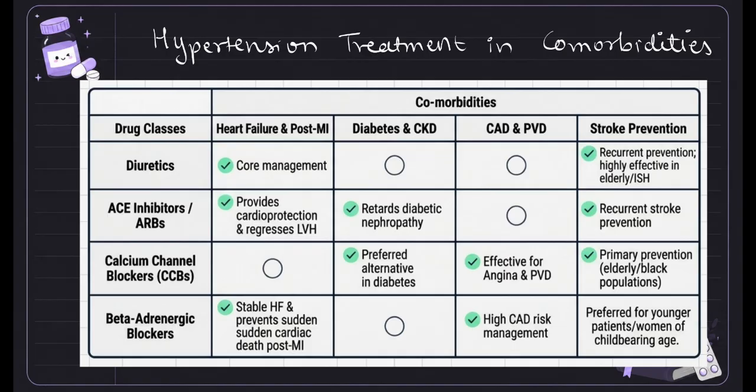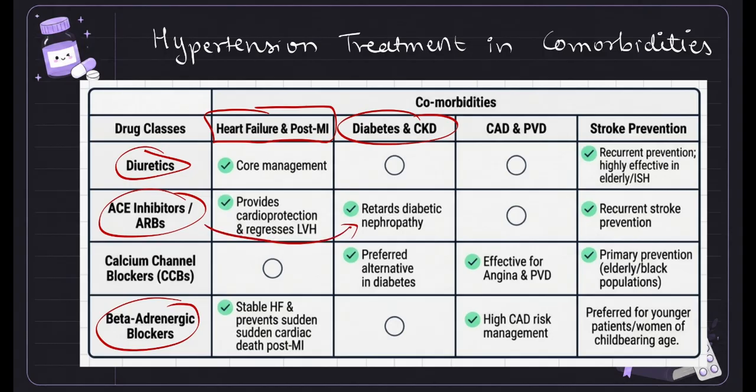Sometimes those standard stepped care rules we talked about earlier have to change. We call these compelling indications. This is where our protocol actually flexes to protect a patient's specific vulnerabilities. For instance, if a patient has heart failure, diuretics and beta blockers suddenly become the core tools. For patients dealing with diabetes or chronic kidney disease, ACE inhibitors or ARBs are an absolute mandate. Why? Because they directly slow down diabetic nephropathy. This literally protects their failing kidney filters from further damage.